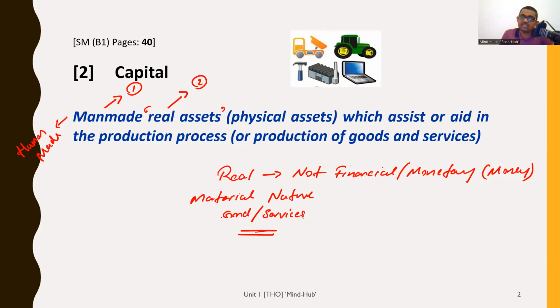So all this discussion comes down to something very simple. What is that? If capital is a human-made real asset, money is not capital. Money is not capital.